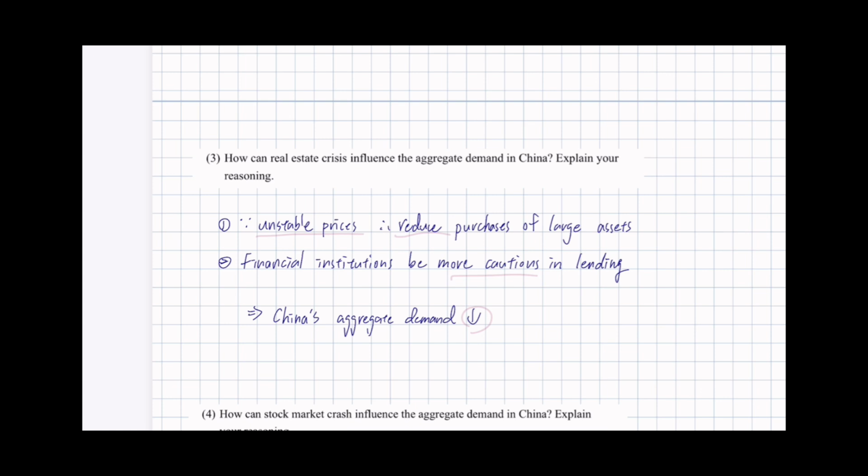The third question, because of the unstable price, there will be a reduction of purchases of large assets. The second, the financial institutions will be more cautious in lending. So this results in China's aggregate demand falling.